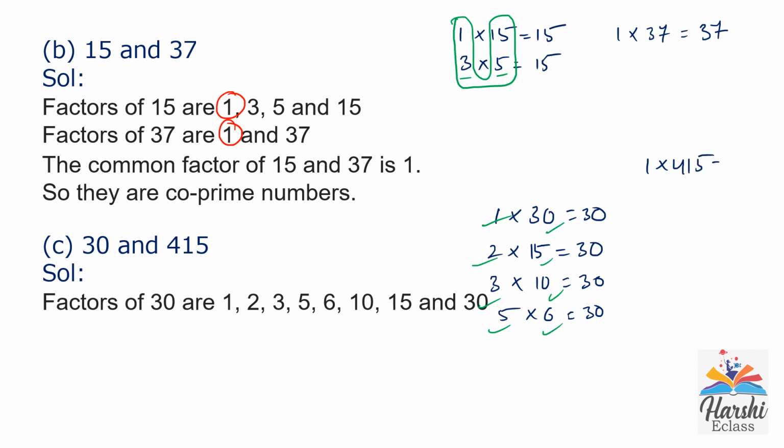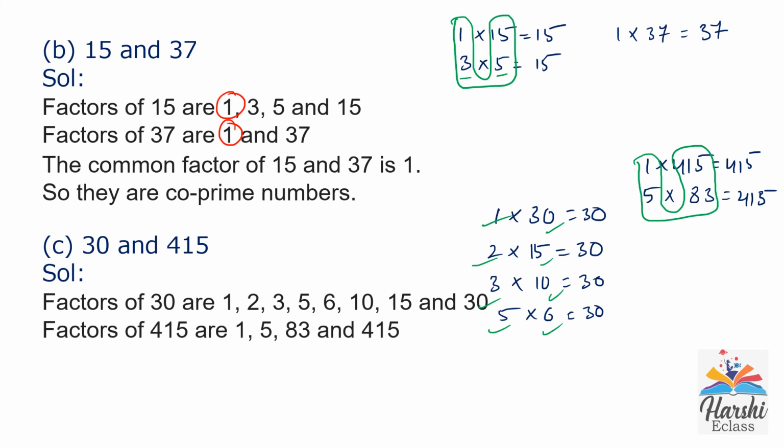1, 415s are 415. Next, 5 83s are 415. Only these are the factors of 415: 1, 5, 83 and 415.